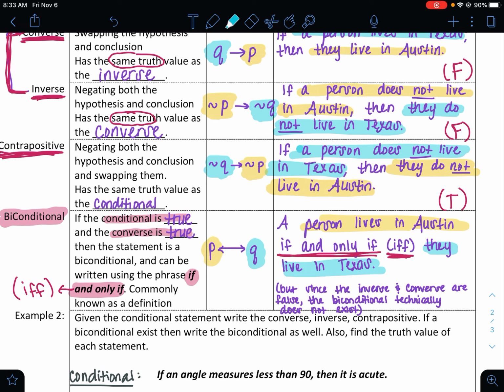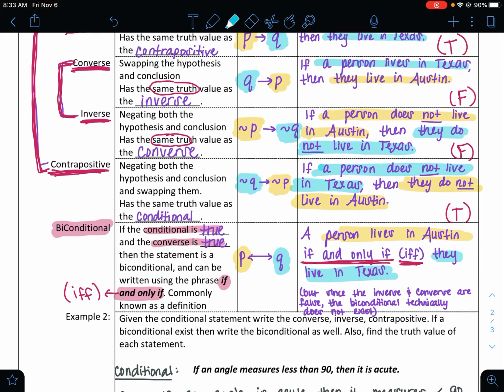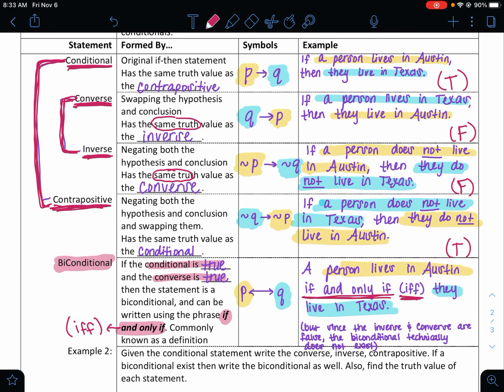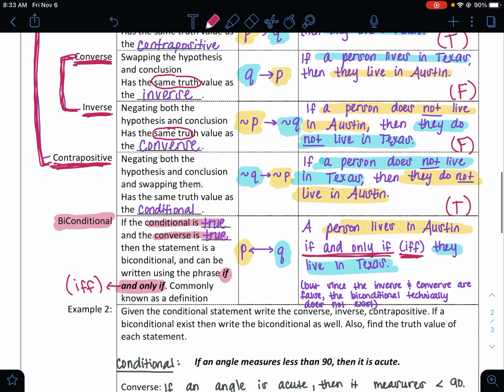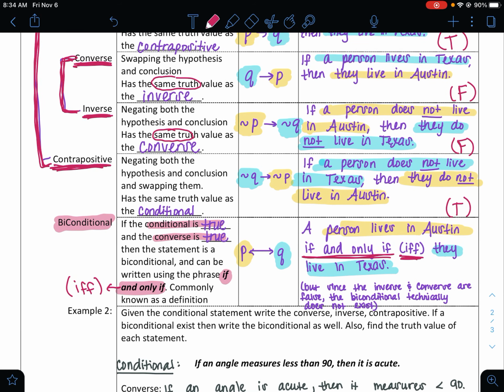Now, since both the inverse and converse are false, the biconditional technically doesn't exist. So don't forget, the conditional and the converse both have to be true. But look, the conditional is true, but the converse is false. So this biconditional technically does not exist. I wrote it down to give you an example, but technically it does not exist because both the conditional and the converse do not prove true.